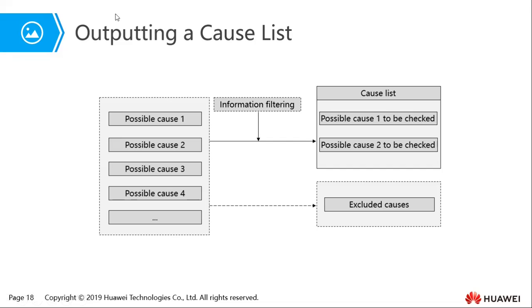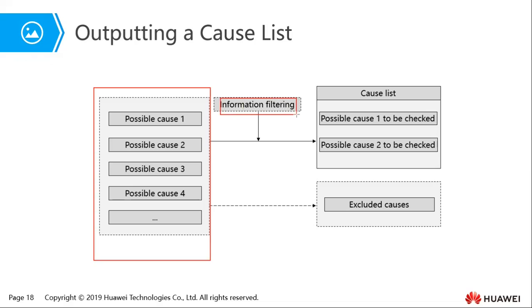The cause list will have several causes. For example, the first list will have around 6. Now you need to do information filtering. By elimination filtering, we mean you eliminate the least possible causes.